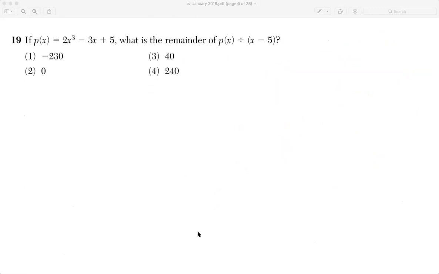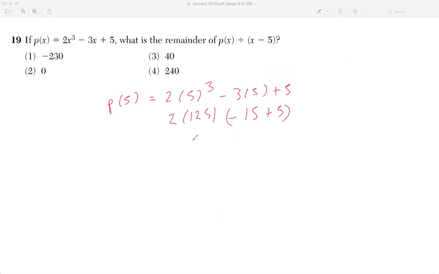This remainder theorem, all you have to do is do P of positive 5. That's 2 times 5 to the third minus 3 times 5 plus 5. 2 times 125 minus 15 plus 5. This is 250 minus 10, or 240. Nice and easy one.